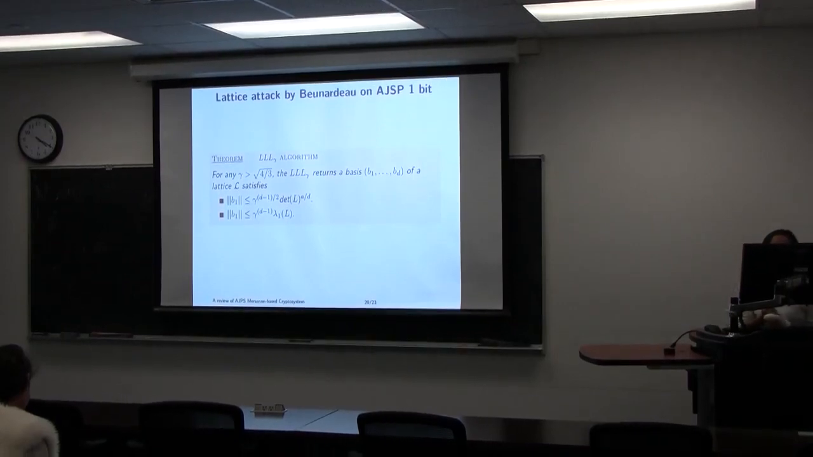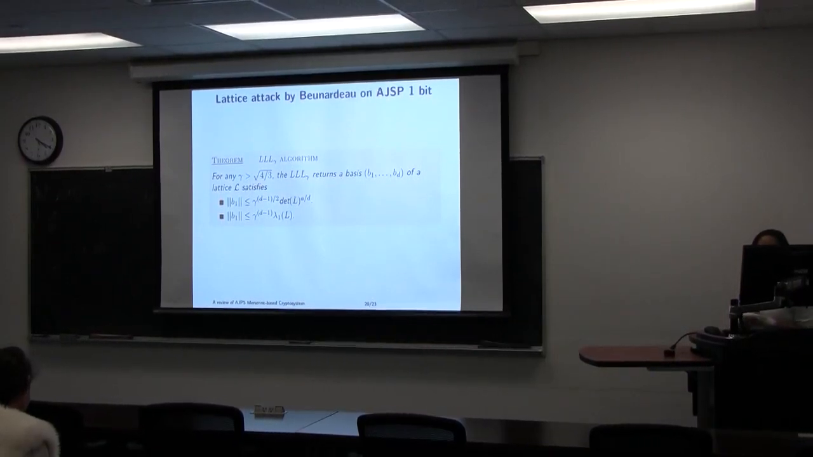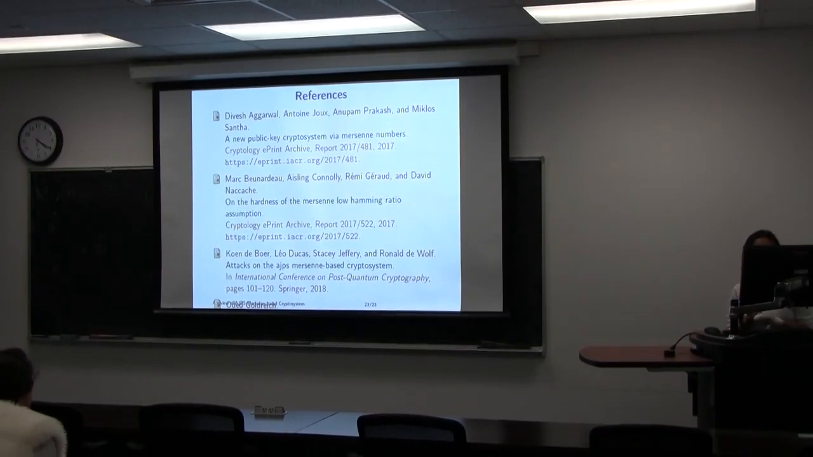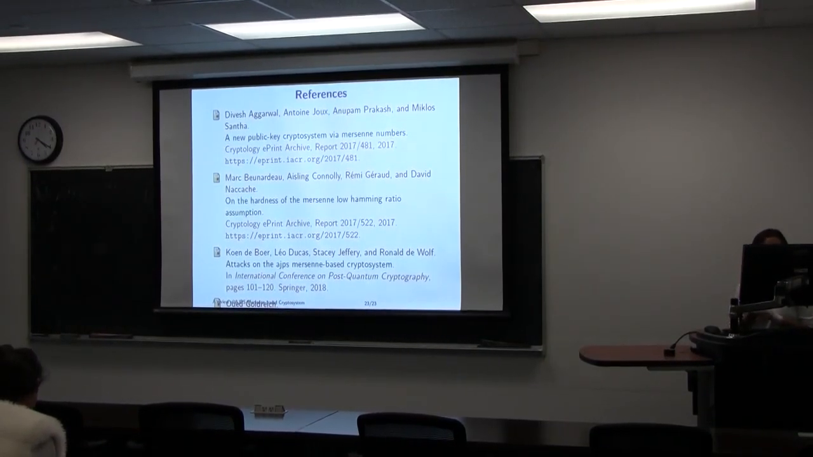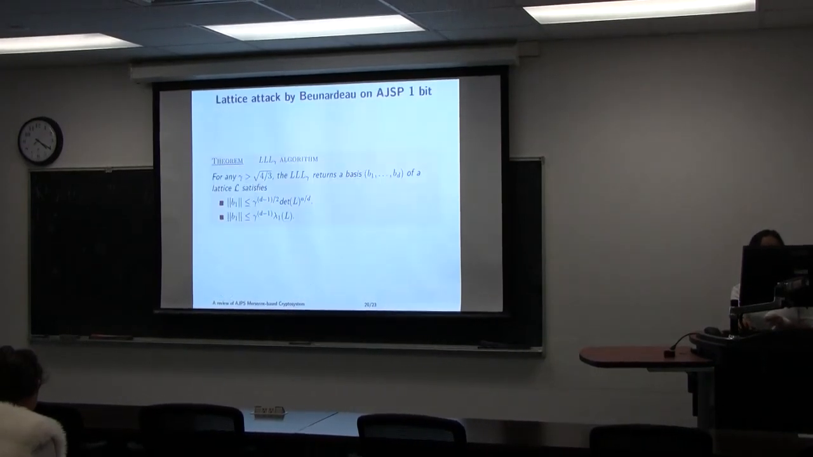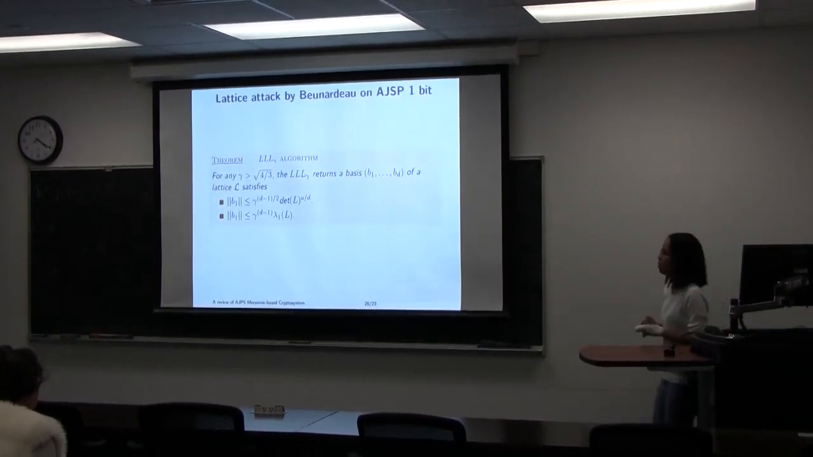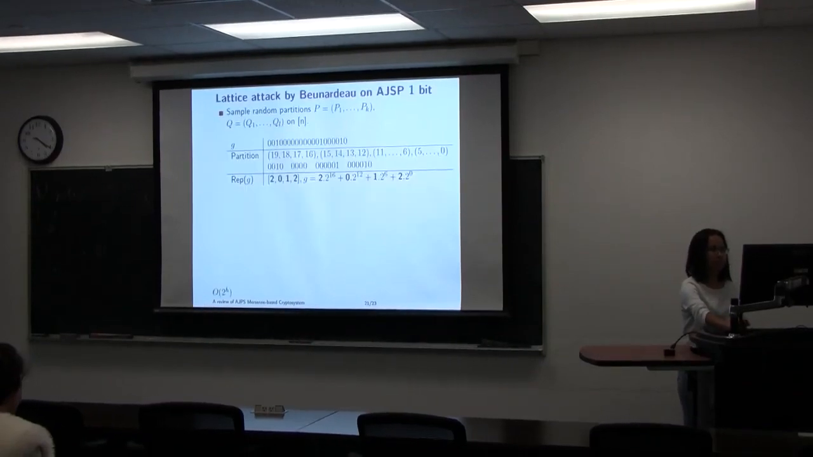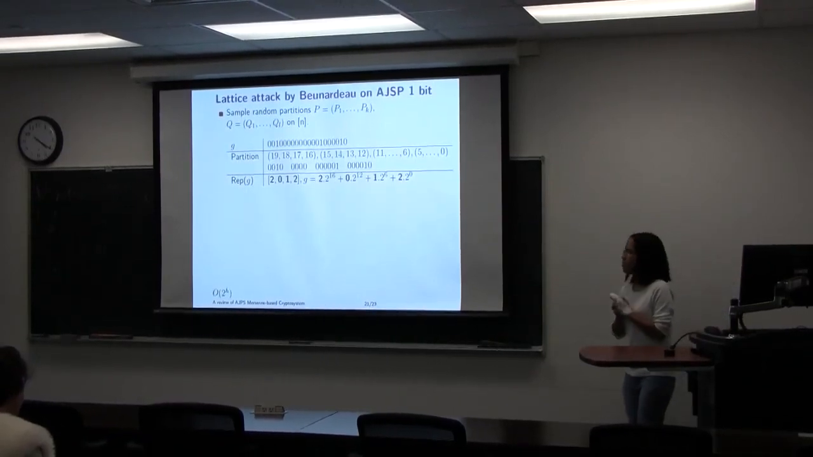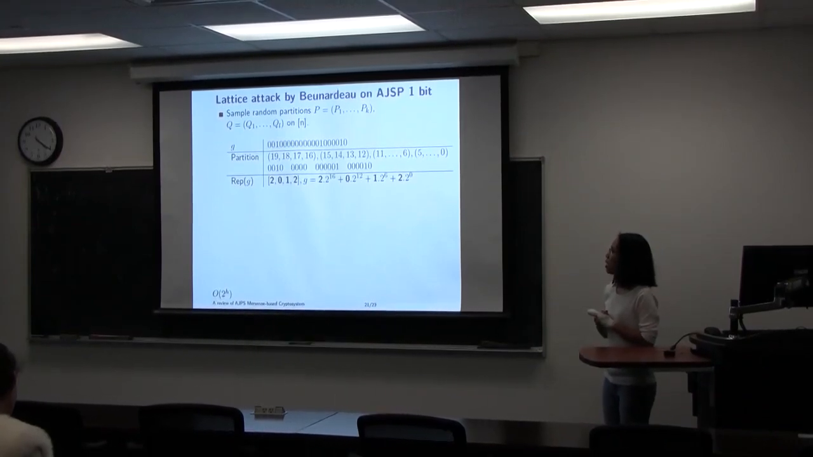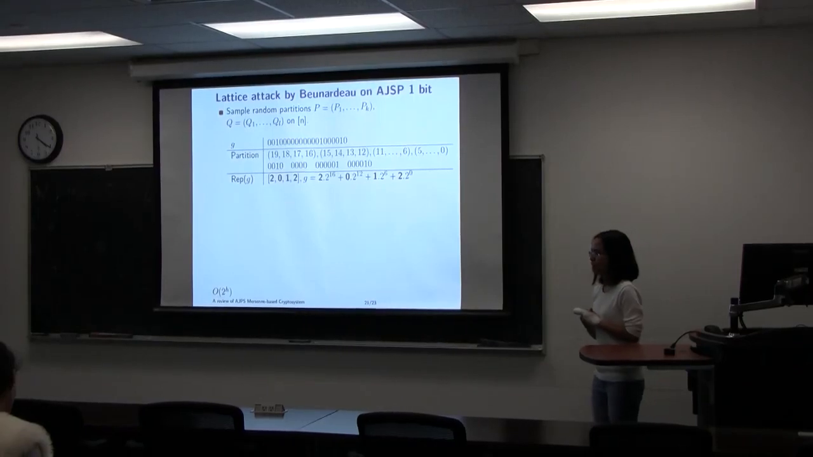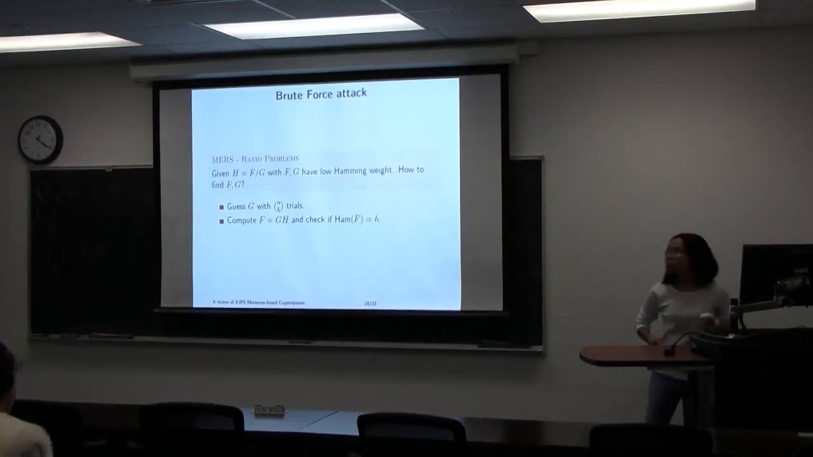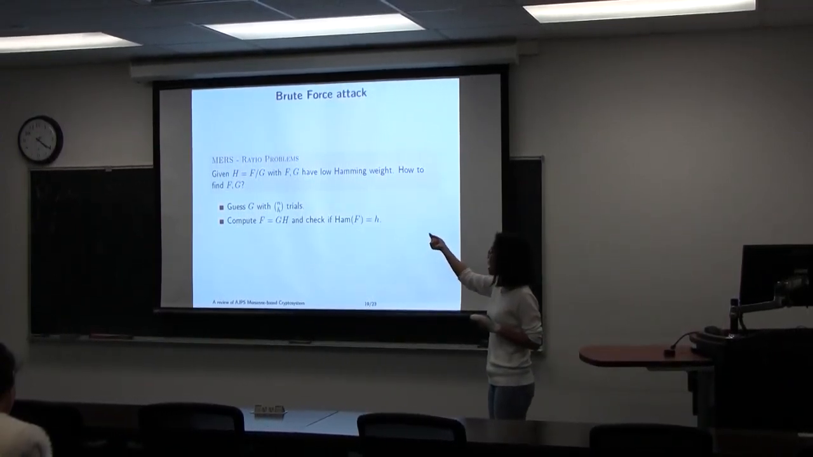So after the first proposal of this by the author Bernadette, Conley, Gerard, and Nakaches wrote about the latest attack on this scheme. Okay, so I will give you an idea about this attack. So suppose we have a trace of n bits. We know the value of h. We want to find f and g.